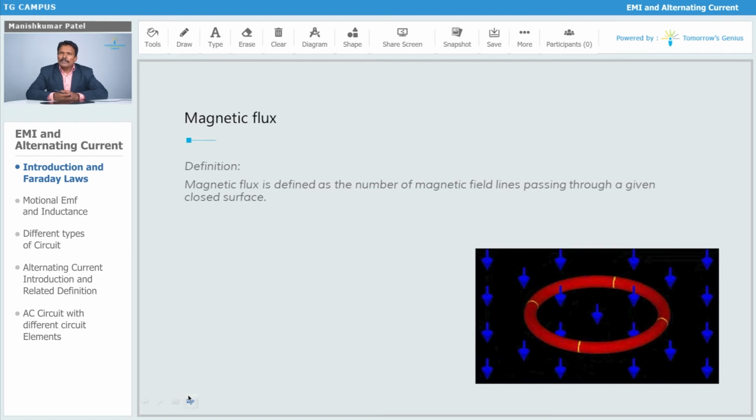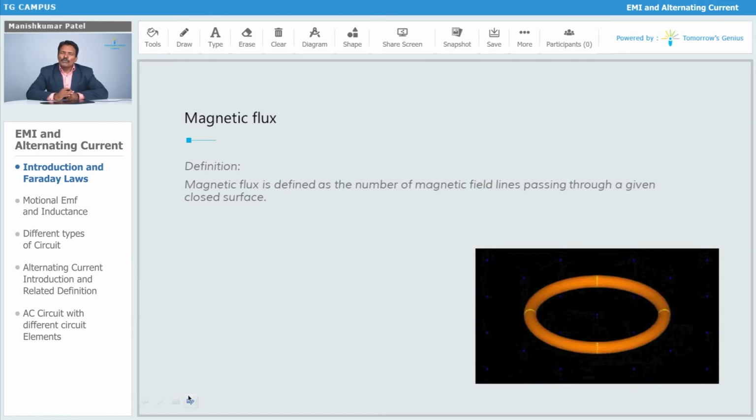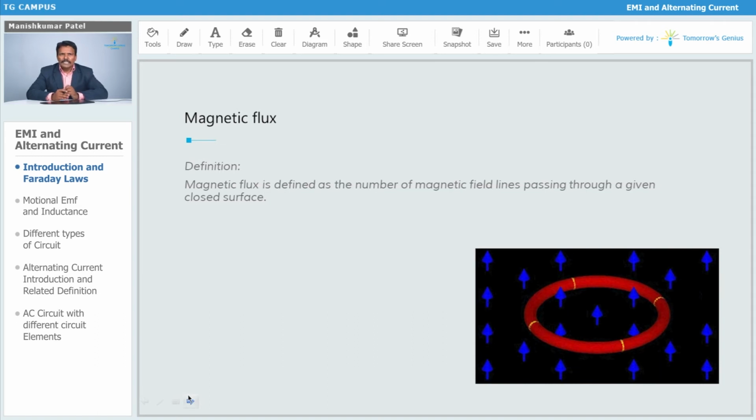So what is this magnetic flux? The flux, we can say, is a kind of flow. If I consider the magnetic flux, it is nothing but the number of magnetic lines of force crossing the given surface normally. That is what we call magnetic flux.